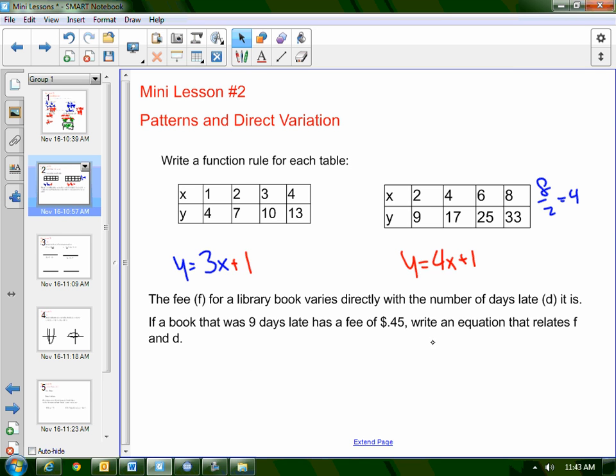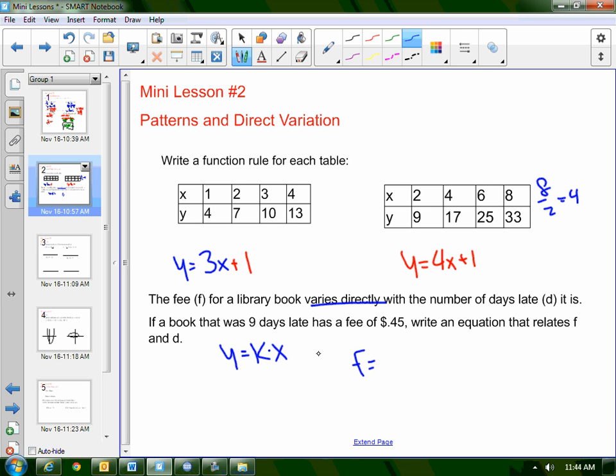Here this says the fee for a library book varies directly. If it says varies directly, I know it's going to be y equals some constant k times x. So the fee varies directly. F equals some amount per day. I just got to figure out what it is per day.